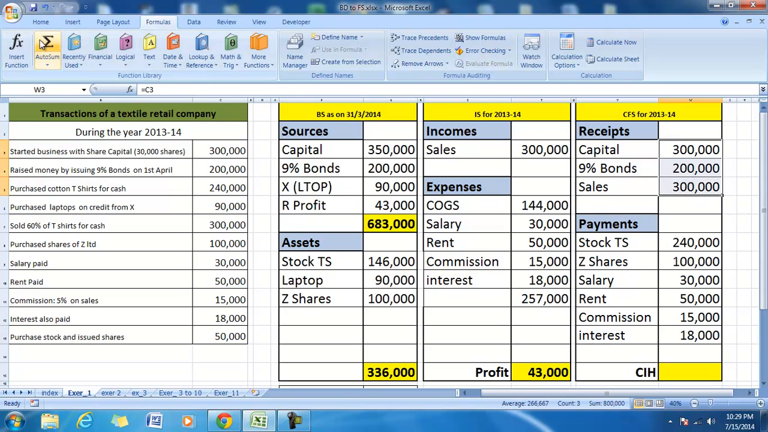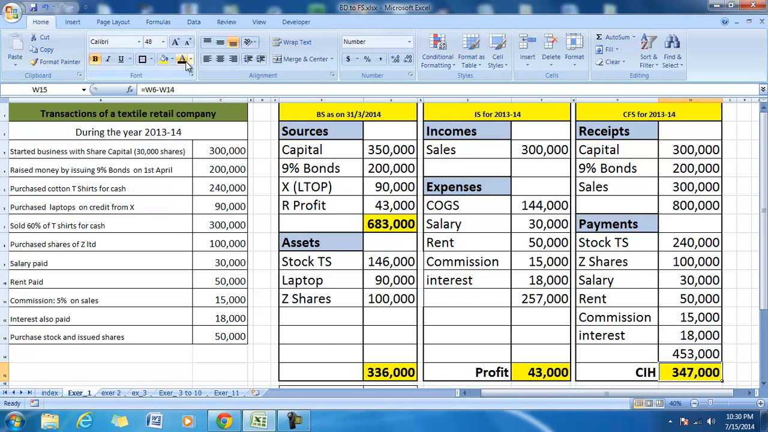Now let us find the cash in hand. Cash in hand is cash available minus the cash payments, and cash in hand is equal to 347,000, and cash in hand is an asset. So I transfer the cash to the balance sheet, that is cash in hand.